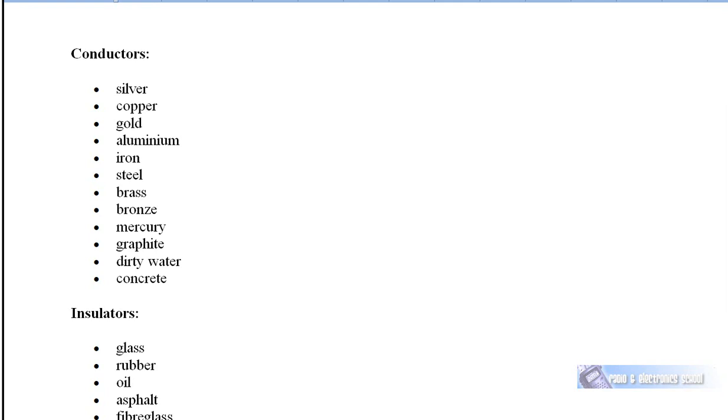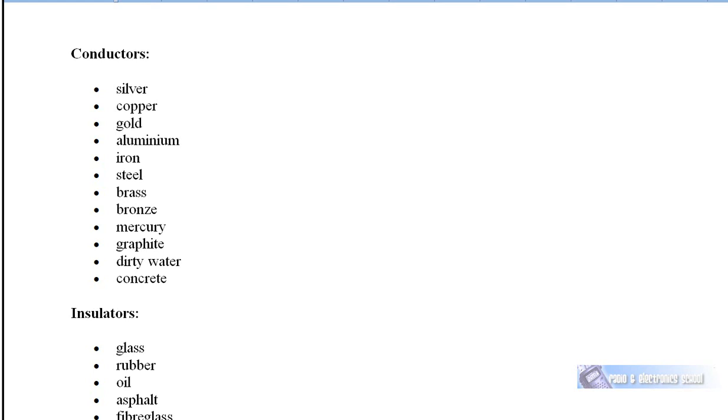All metals are the same. All metals are good conductors. A really good indicator as to whether something is a good conductor or not is whether it conducts heat. If a material is a good conductor of heat, then it is most likely a good conductor as well.